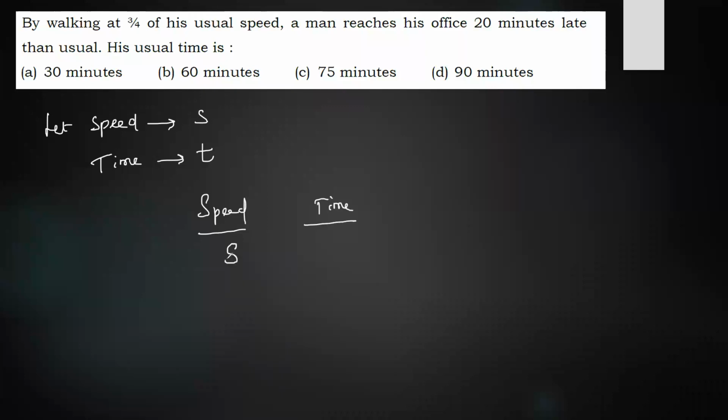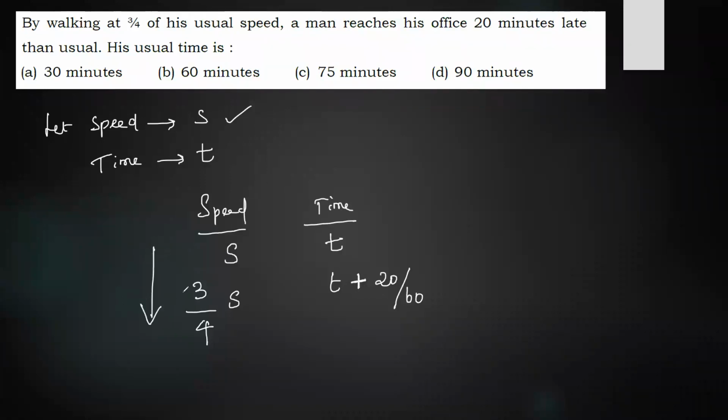If I travel at normal speed, I will reach in normal time, right? If I travel at 3/4 of the speed, where the previous speed was s, now I am moving at 3/4 of the speed. Time taken is 20 minutes late. So I will take 20 minutes more compared to the usual time.